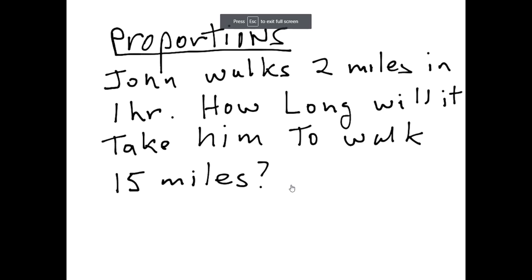Today we're going to talk about proportions. A lot of students have problems with word problems dealing with proportions. So what they need is a strategy. They need to know how to set up the equation and to pick out the important information from the problem statement. We're going to talk about that today.